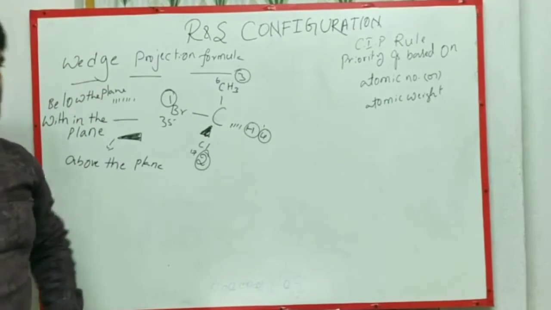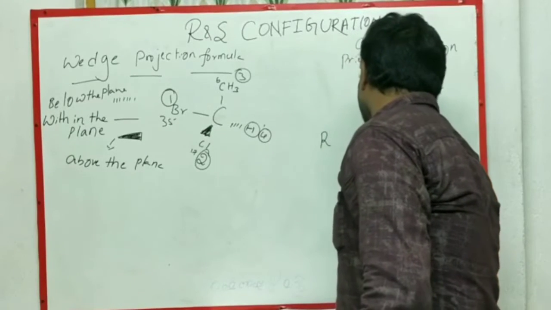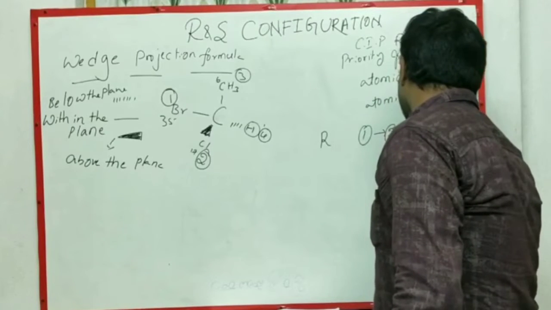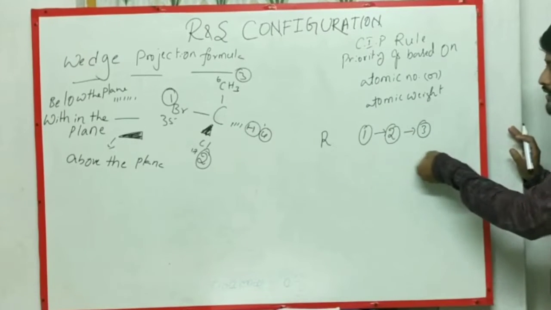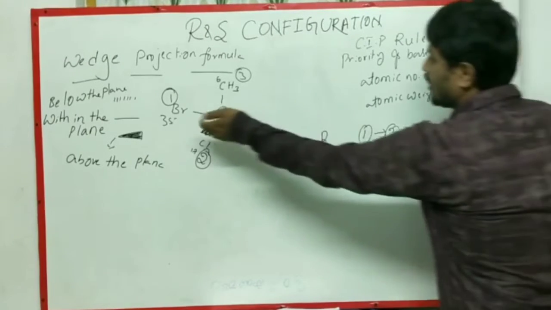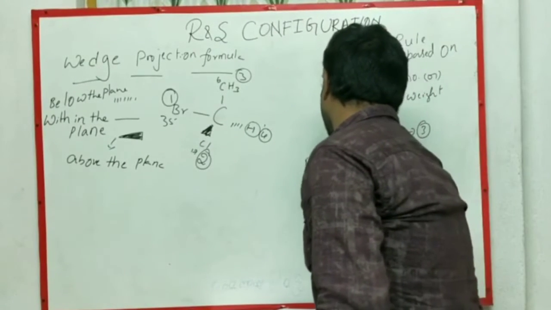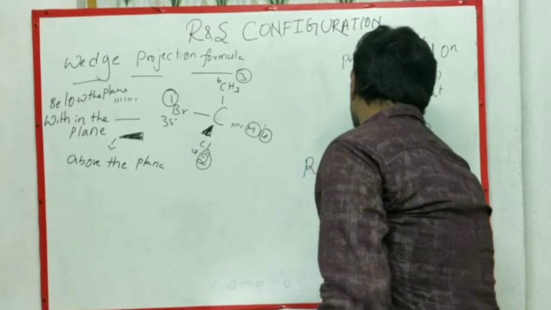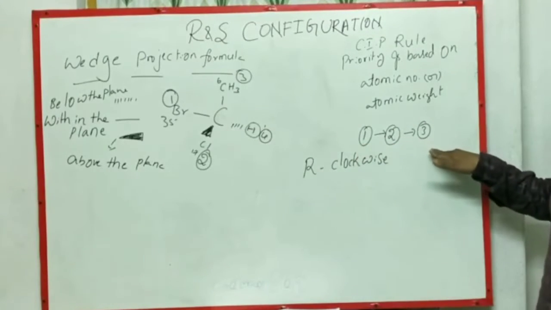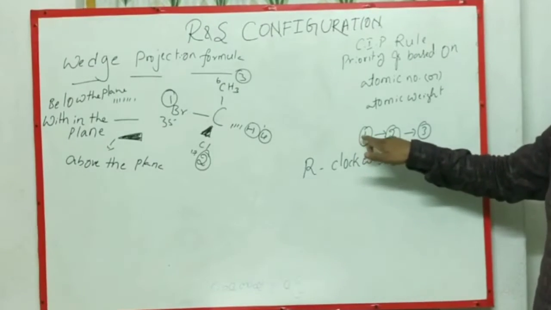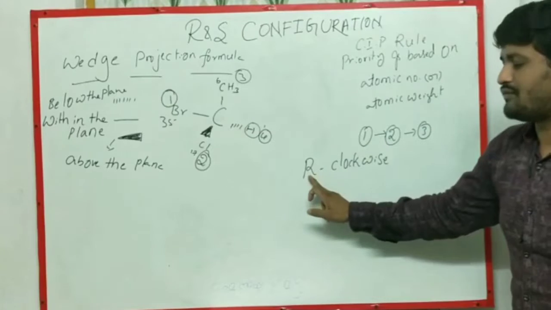By using the CIP rules, first we have to give the priorities. Listen, whether the priorities go from first to second to third in a clockwise direction, the notation is R. We go from the first priority to the third priority, and the way from first to third is clockwise. Then the configuration is R.